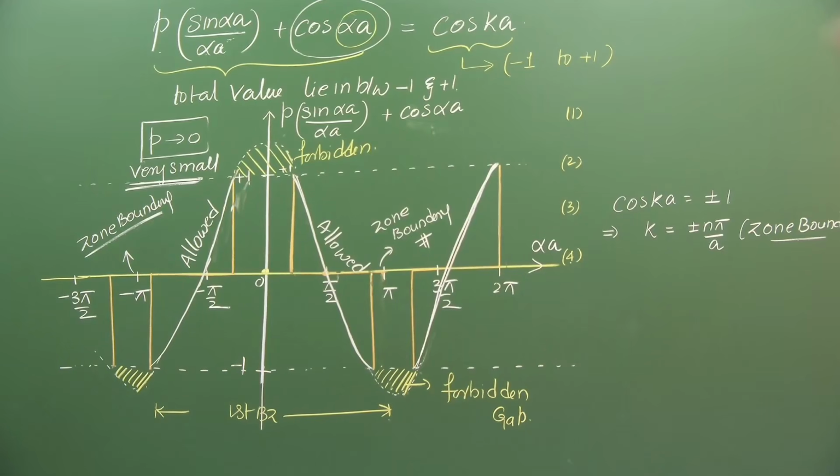Next point. As P tends to 0, the potential barrier becomes zero, the potential barrier becomes weak, and the electron is treated as free.